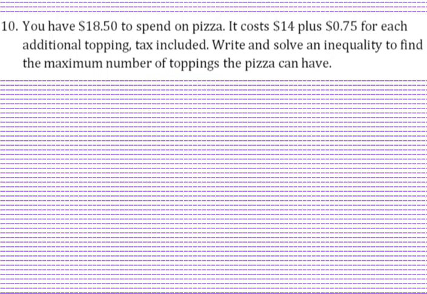So let's take a look at number 10. Okay, so for number 10, it says you have $18.50 to spend on a pizza, and it costs $14 plus 75 cents for each additional topping with the tax included. So we need to write and solve an inequality. Again, if we only have $18.50 to spend on a pizza, we're not going to spend more than that. But we can spend up to $18.50.